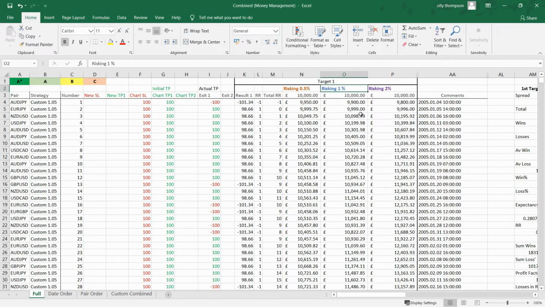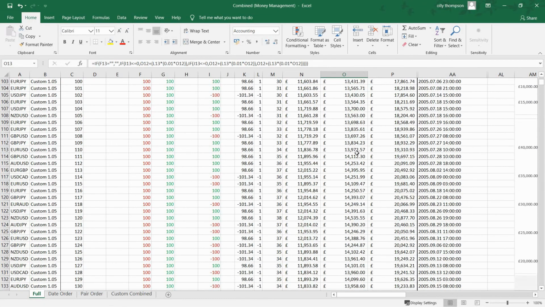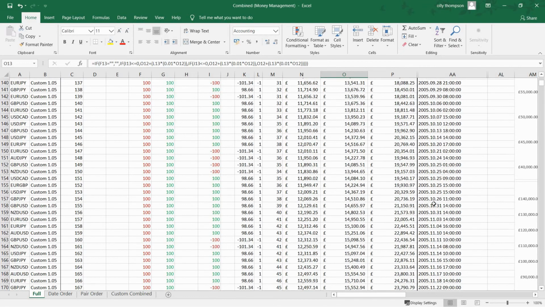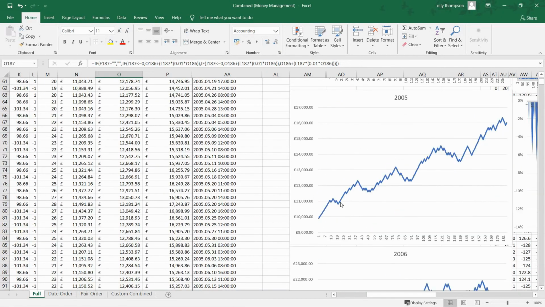So you can see risking 1% of the account, starting with £10,000. Using my strategies, 1-to-1 risk to reward, this is what the results start to look like. So 2005, on this column here. So at the end of 2005, so start of 2006, we've made almost 60%, or end of 2005, we've made 60% return. 60% in 1 year, not bad, risking 1% of the account. What does that look like on the chart? 2005, this is what that chart looks like.